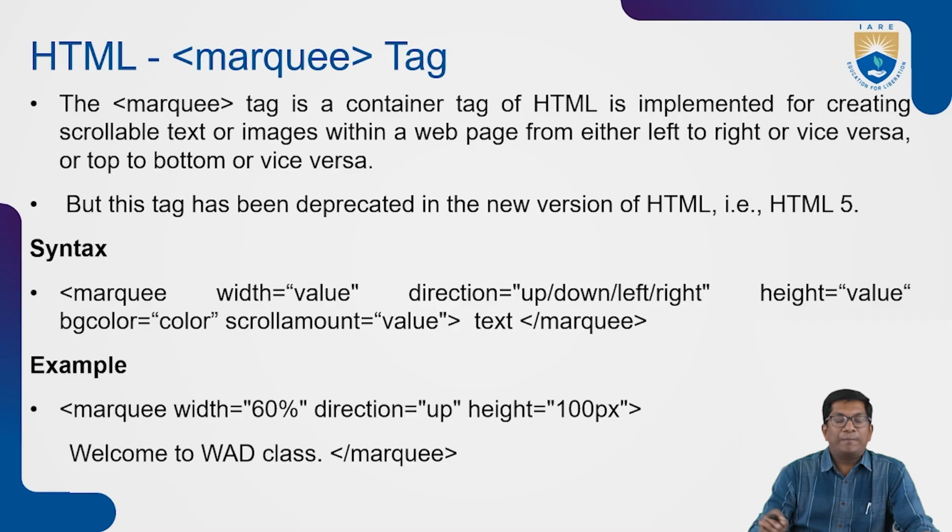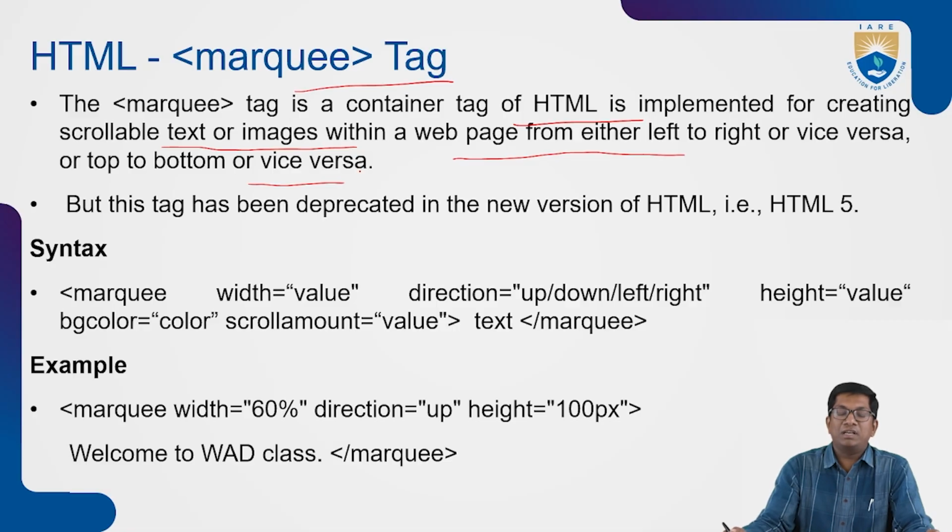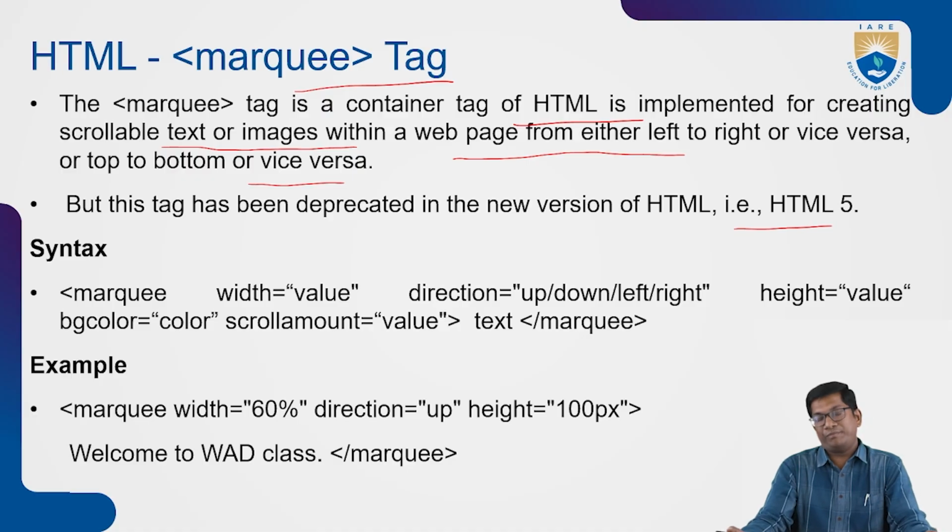Right. Very important. If you see a web document where some content is moving from right to left continuously, for that we use the marquee tag. The marquee tag is a container tag of HTML, used for creating scrollable text or images within a web page, either left to right or vice versa, or top to bottom or bottom to top. But this tag has been deprecated in the new version of HTML, that is HTML5. So in old versions before HTML5, we use the marquee tag.